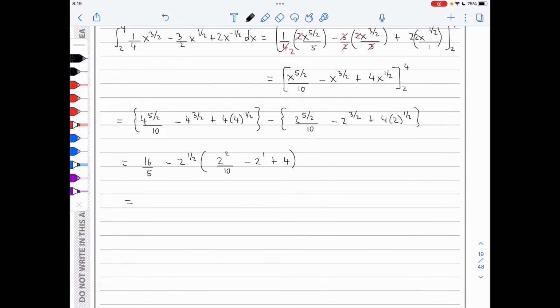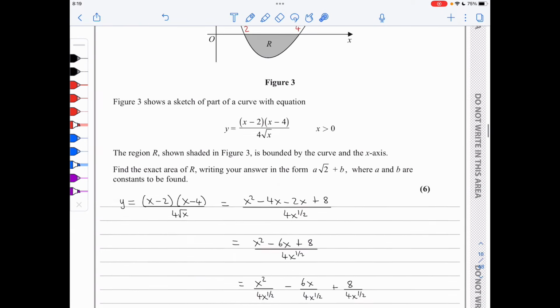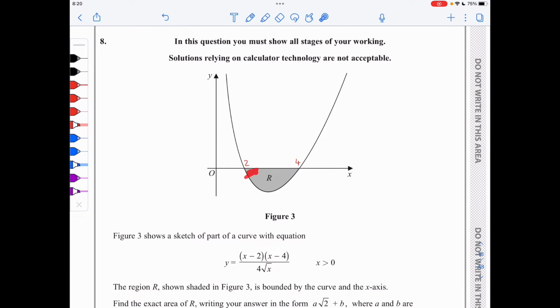So this leads to 16 over 5 minus 12 root 2 over 5. Now notice that this number is negative. Let's explain why this is negative by going back to the graph here. The area R lies entirely below the x-axis, so when we integrate, we get numerically a negative result.